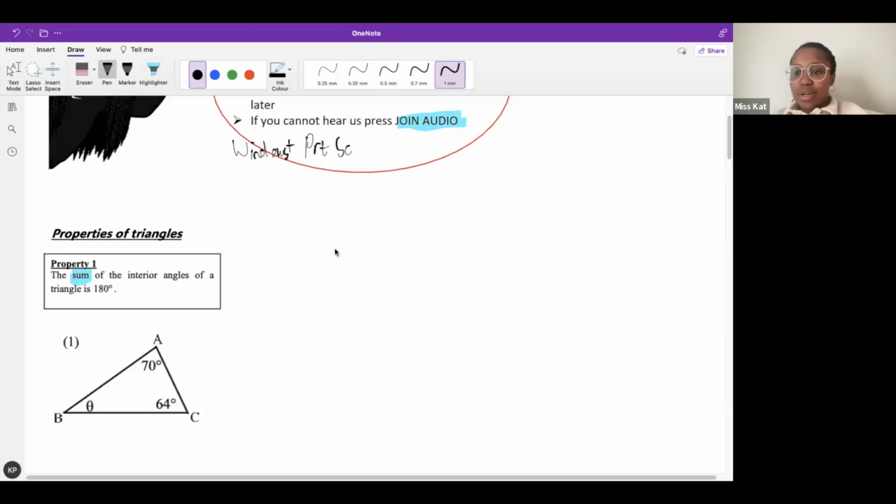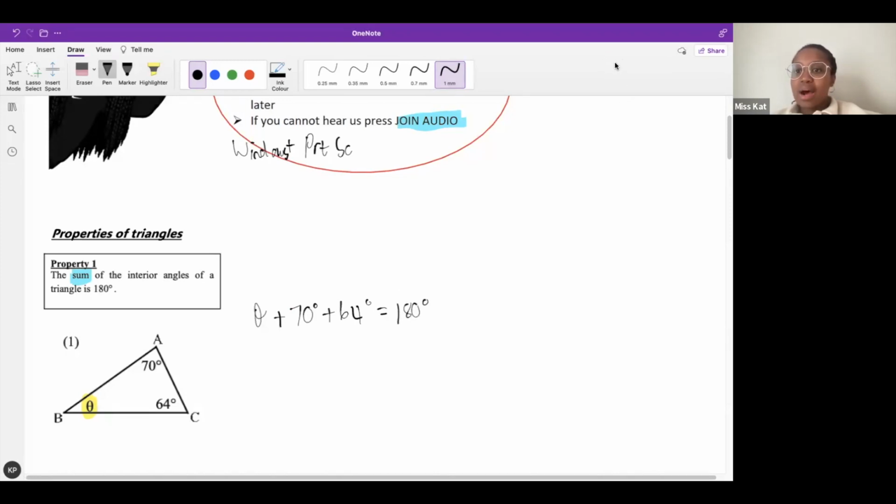Okay, so let's check with number one over here. We have two angles and they asked us to find theta, which is the third angle over there. If the sum of the interior angles is 180 degrees, then we will say theta, which is what we're looking for, plus 70 degrees, plus 64 degrees, should give us 180 degrees.